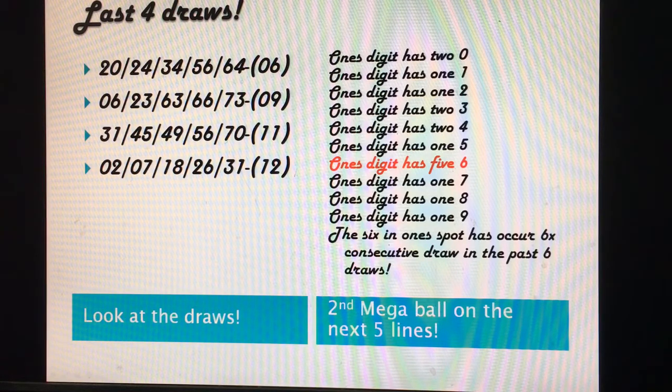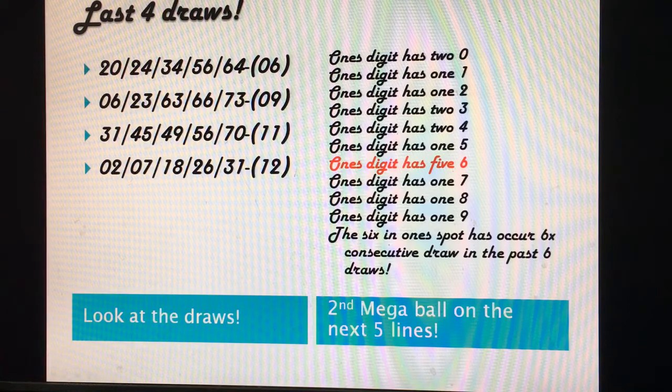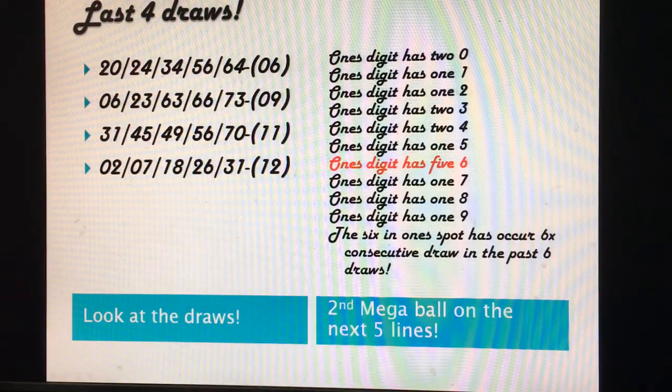And the 1st digit has a 7 that occurs 1 time, 07. The digit 8 occurs 1 time, 18. And the digit 9 occurs 1 time also, 49. So the 3 hot digits are 3, 4, and 6. They occur 3 times or more.